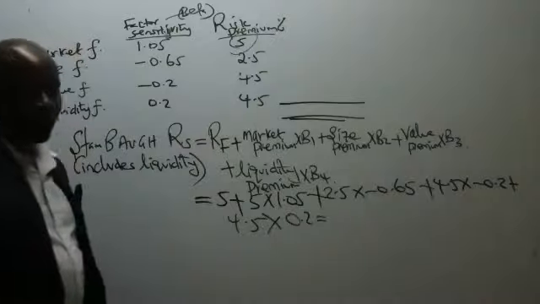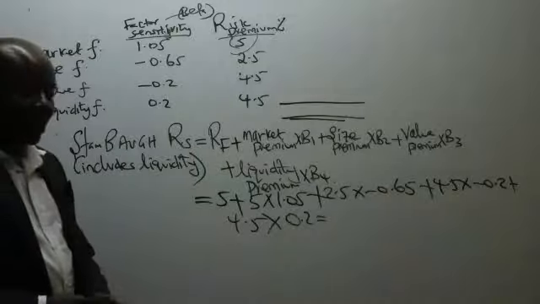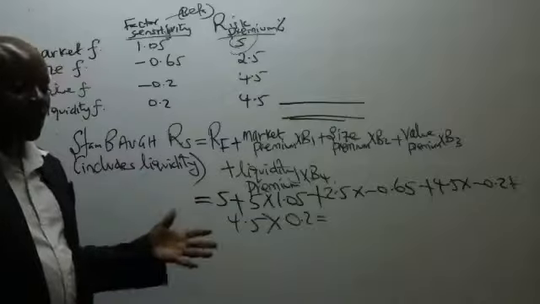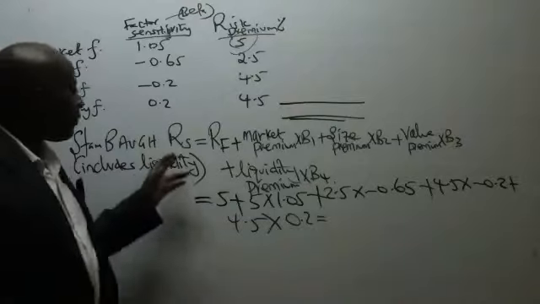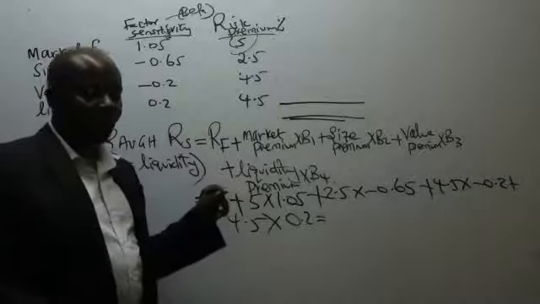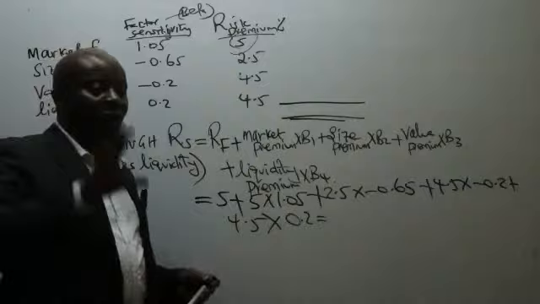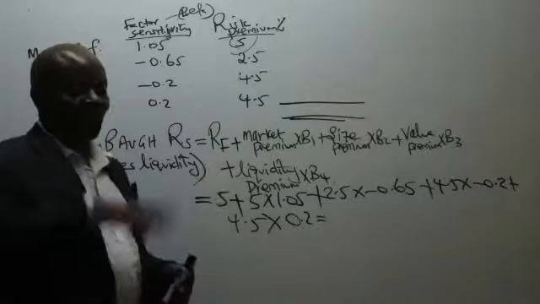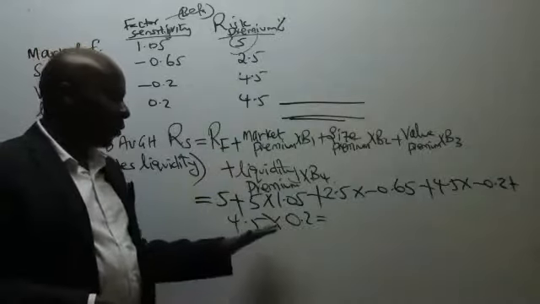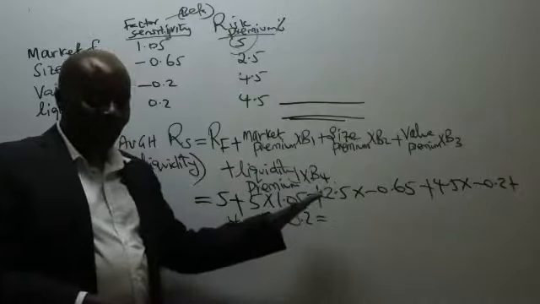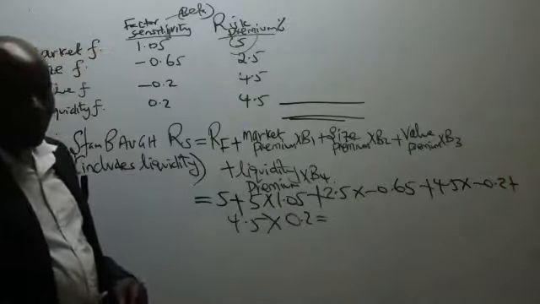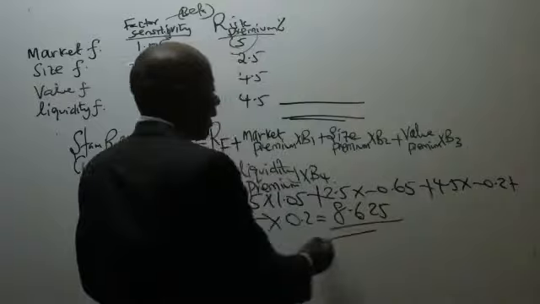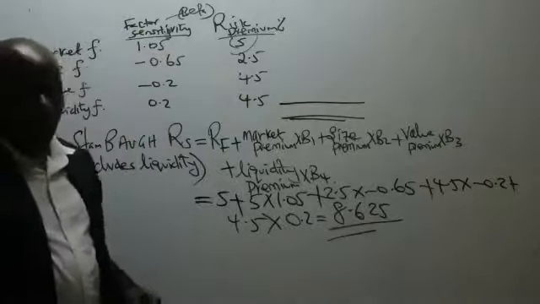Actually, for those of us who did the ACCA multiple choice questions, if I were asked this question in an ACCA setup, having gotten the Fama-French value, I would take it and then go to the multiple choice. But for us, I don't think we have an option, so writing it this way gives me a figure of 8.625.